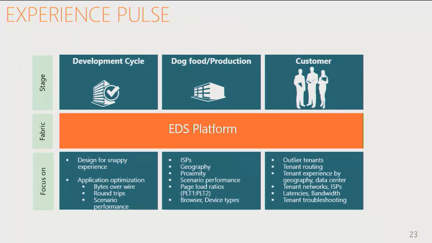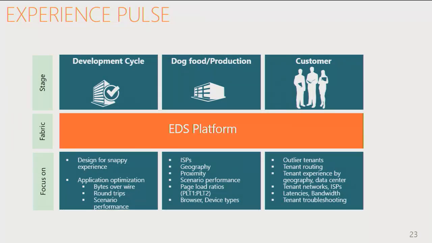The second one is dogfood and production. This is where we keep a very high pulse. I'll show you what kind of metrics and data we collect and how we use that to optimize our end user experiences. Here we keep a lot of eye on what's actually happening in our production data centers. And of course, this pillar doesn't become full if we don't have customer insight into what is actually happening to our end customers, and how tenants are experiencing the different clients they use.